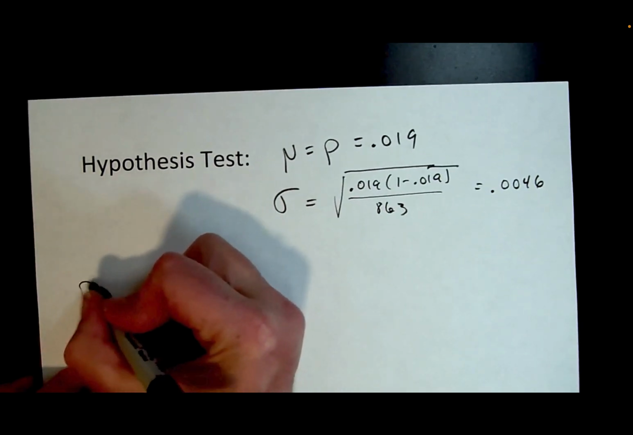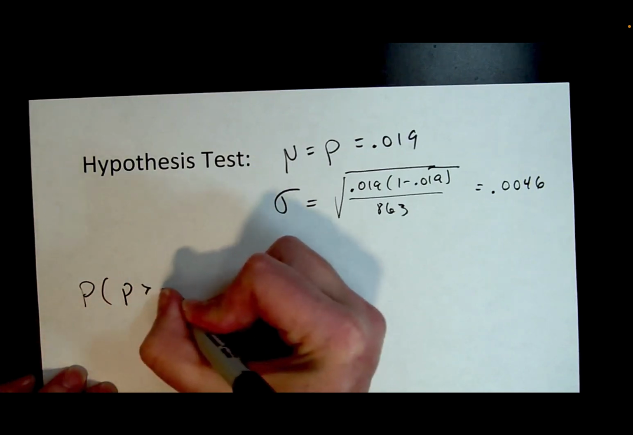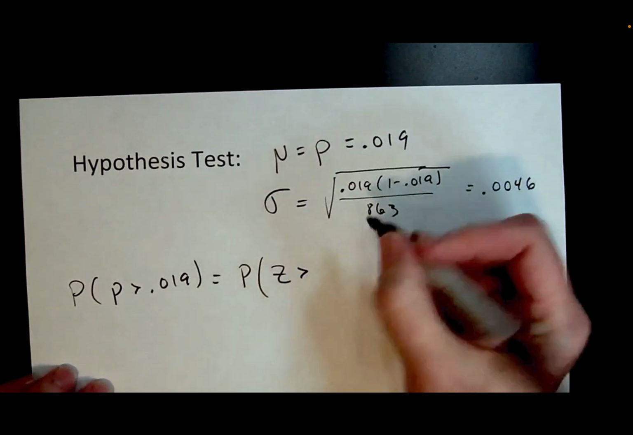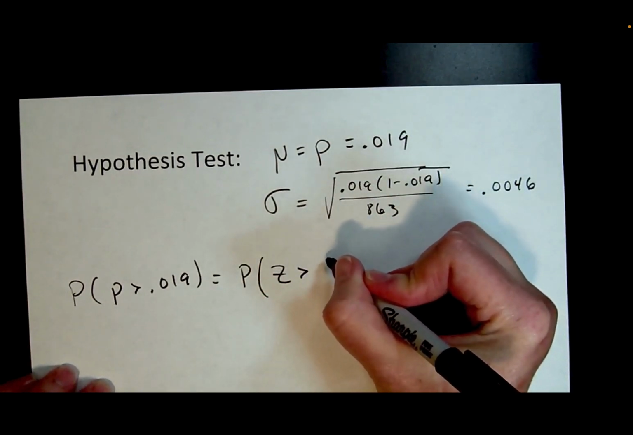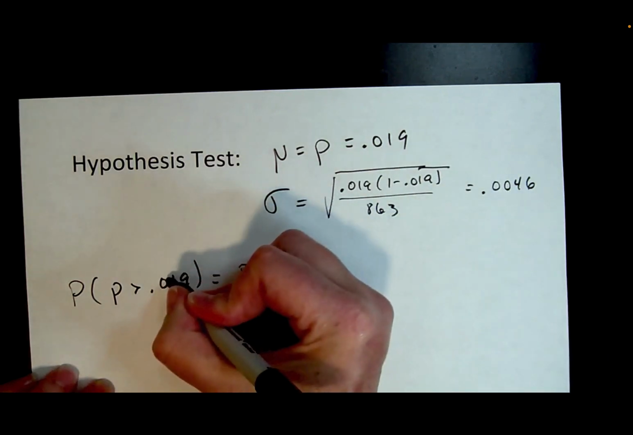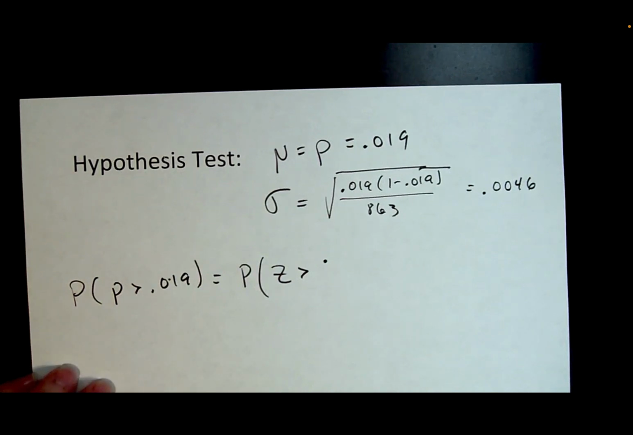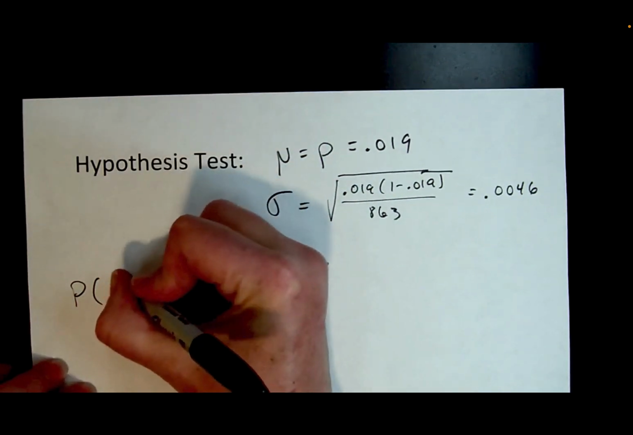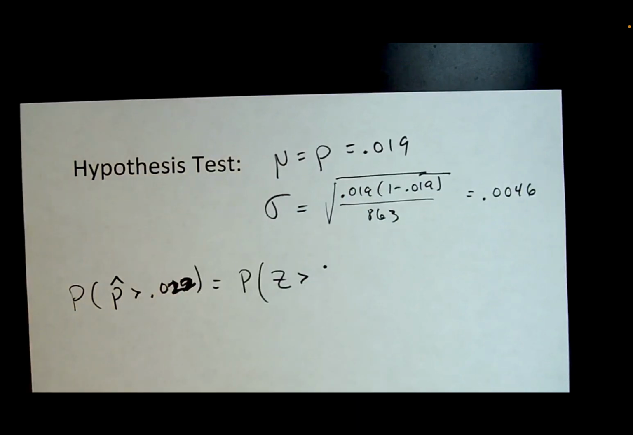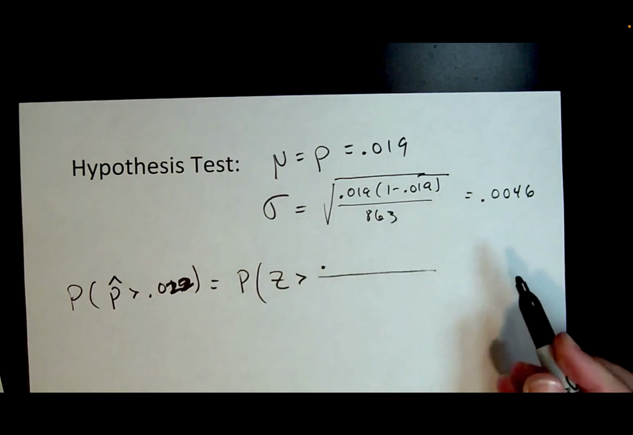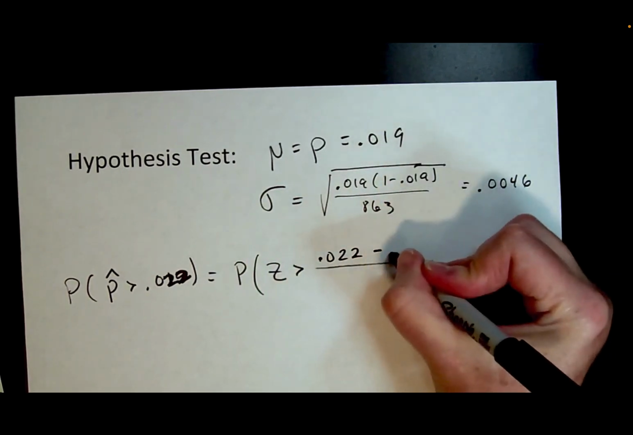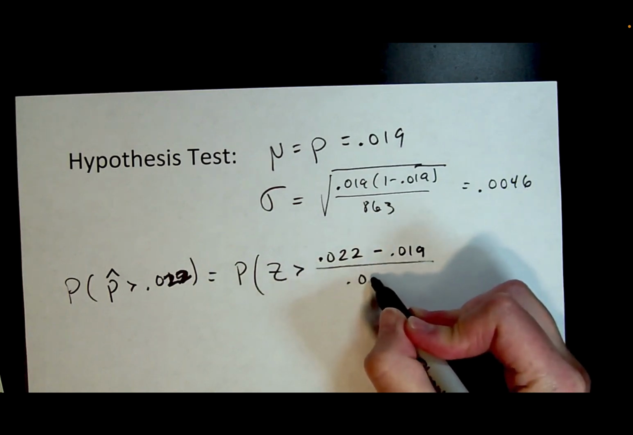Okay, so here comes the hypothesis test. The p-value, the probability that p hat is greater than, sorry, this is supposed to be the sample, the point estimate. Sorry about that, 0.022. Converting that to a z, we have 0.022 minus the mean for p hat, which is 0.019, divided by the standard deviation for p hat, 0.0046.